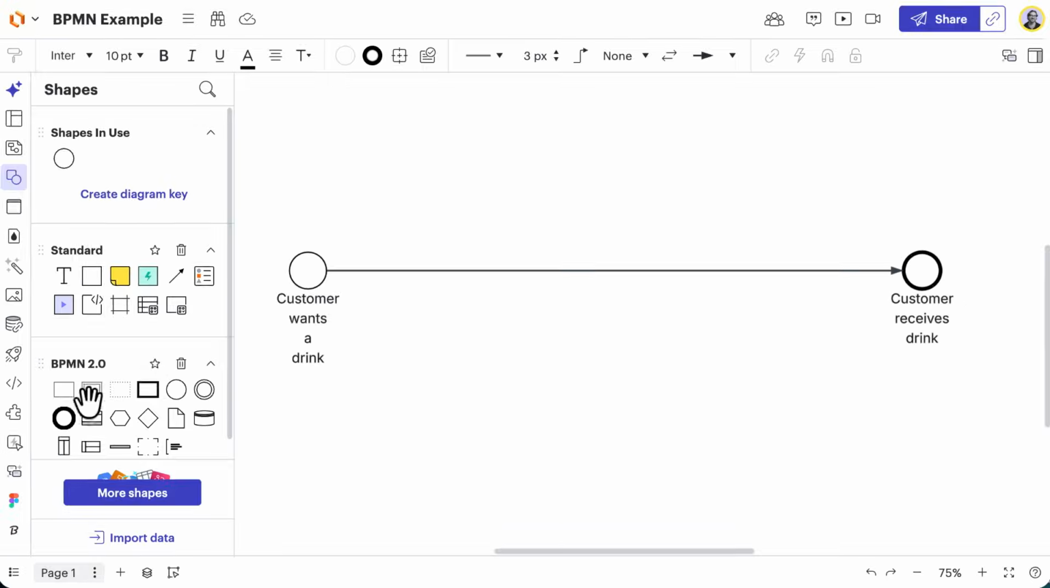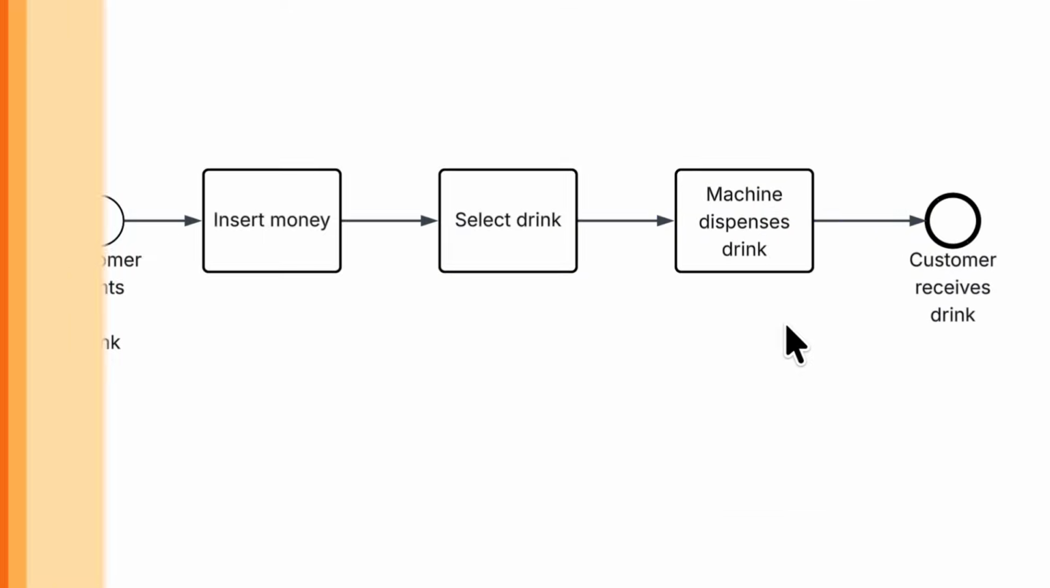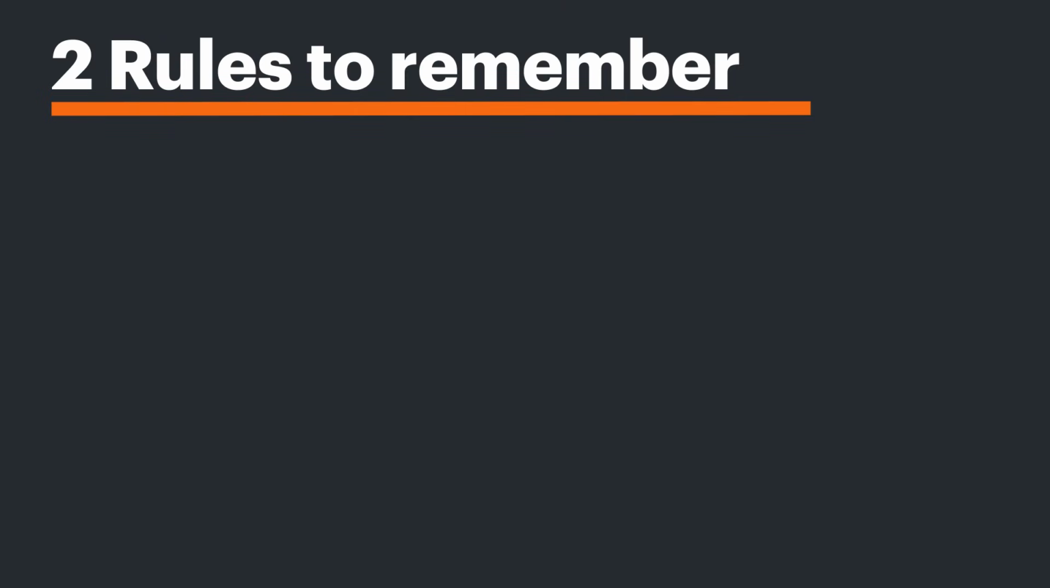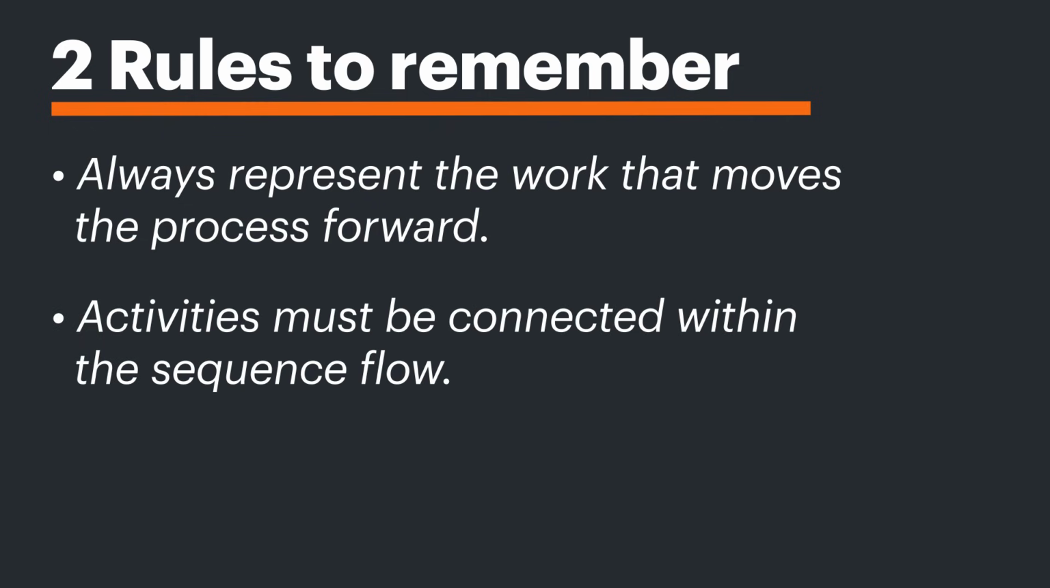To get started, we'll add 3 activities to the board: insert money, select drink, and machine dispenses drink. Here are 2 rules to remember about activities. First, activities always represent the work that moves the process forward. And second, activities must be connected within the sequence flow.